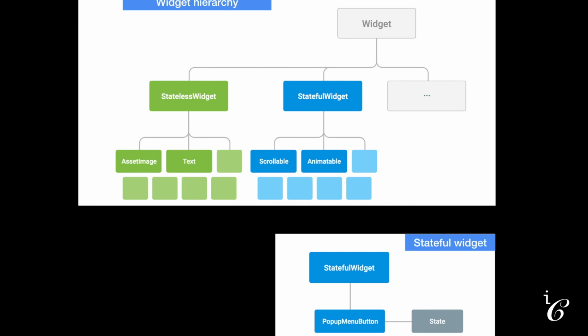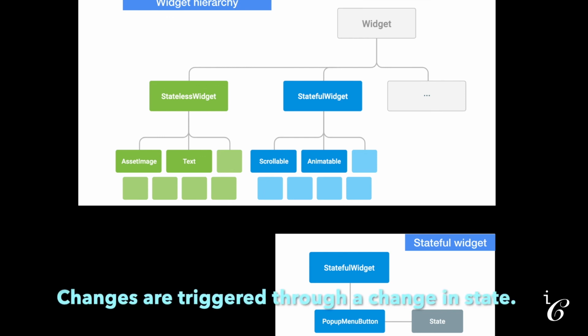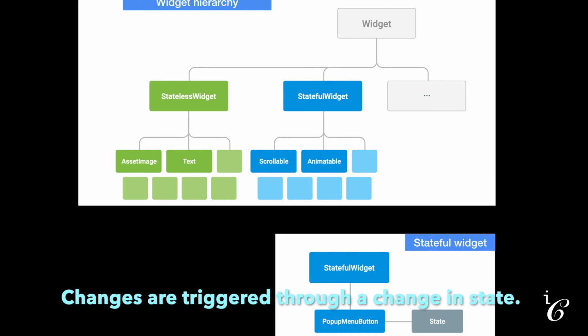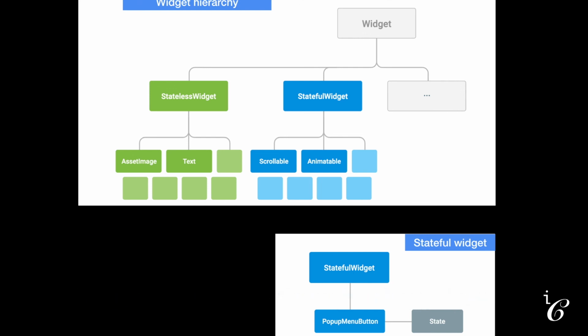So now we have another question. What is a stateful widget? A stateful widget is a widget that describes part of the user interface by building a constellation of other widgets that describe the user interface more concretely. Stateful widgets are useful when the part of the user interface you are describing can change dynamically.